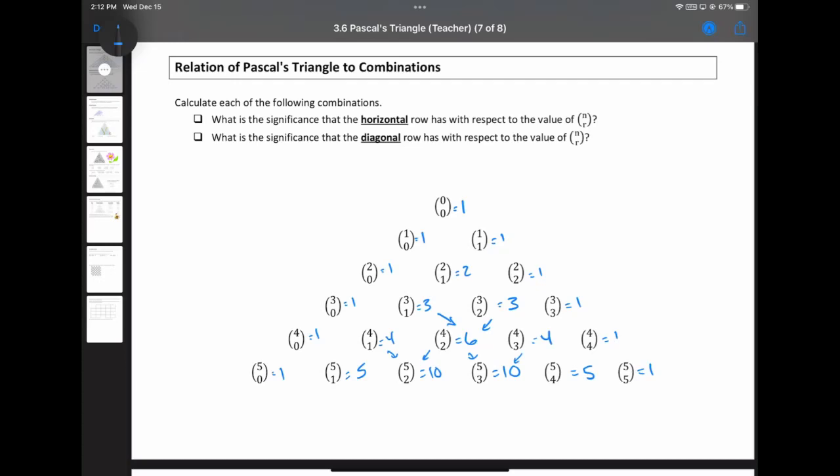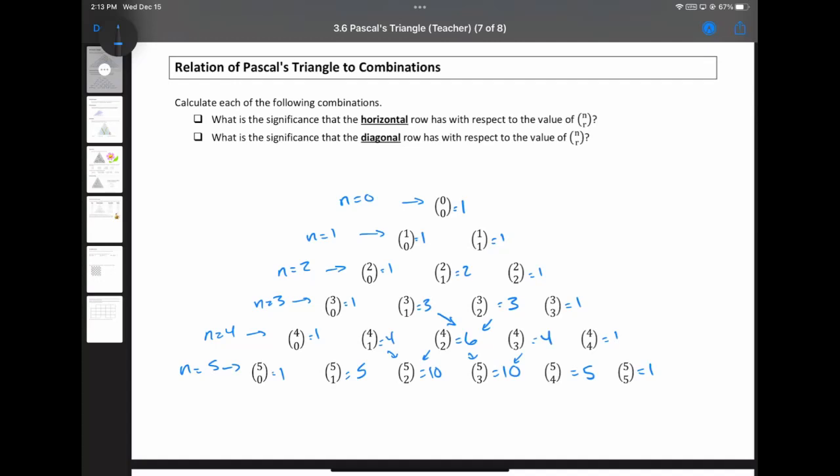So every row in Pascal's triangle is just a whole lot of combinations. And what we can notice is that the top number tells us what row we're in from top to bottom. And we're going to start off with 0. So this is the n equals 0 row. The next one is the n equals 1 row, n equals 2 row, n equals 3 row, n equals 4, and n equals 5.